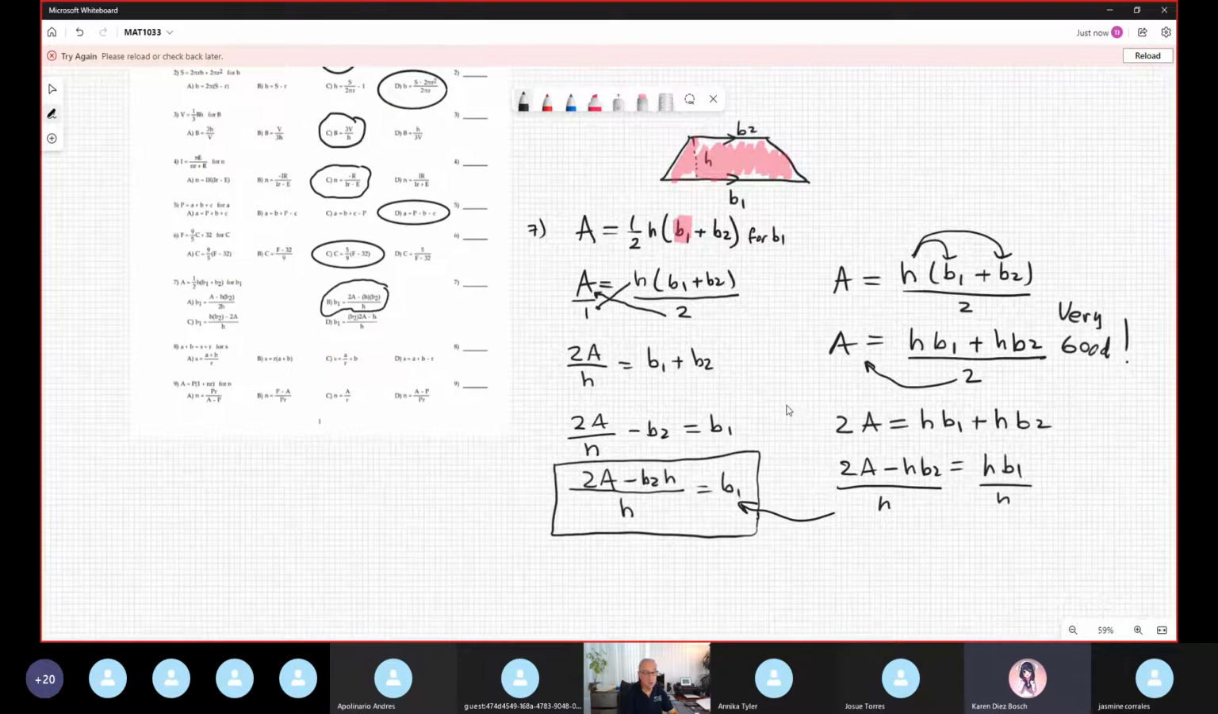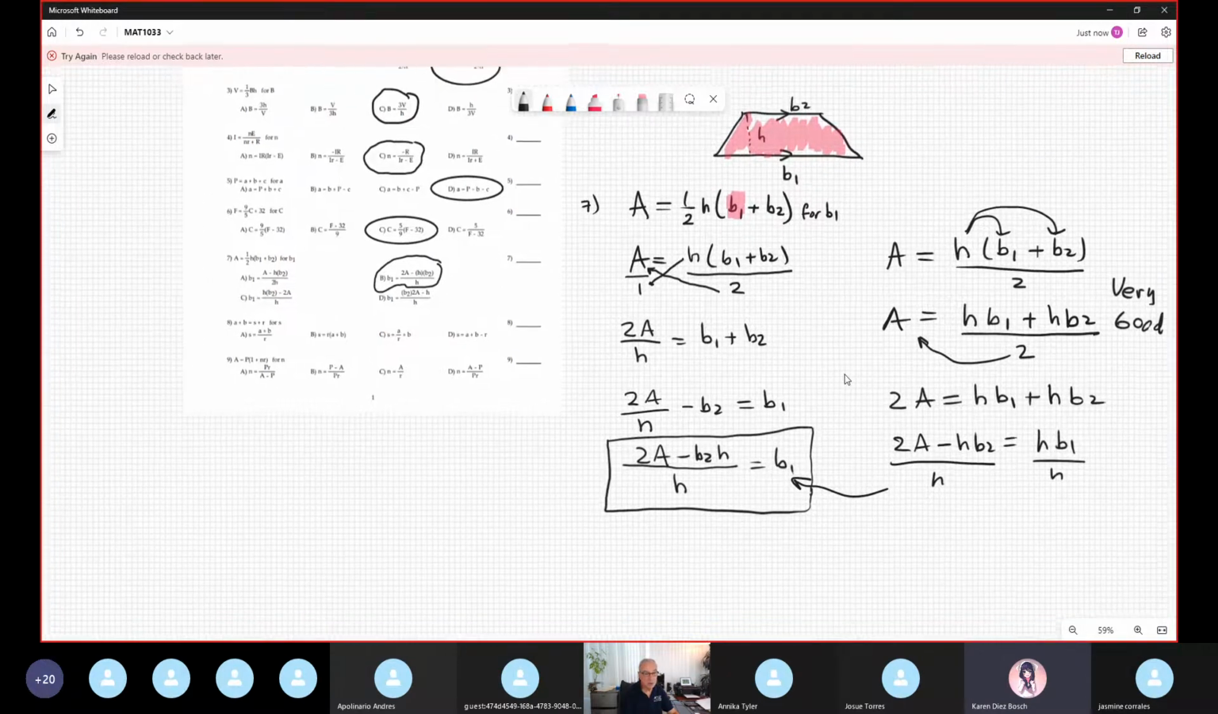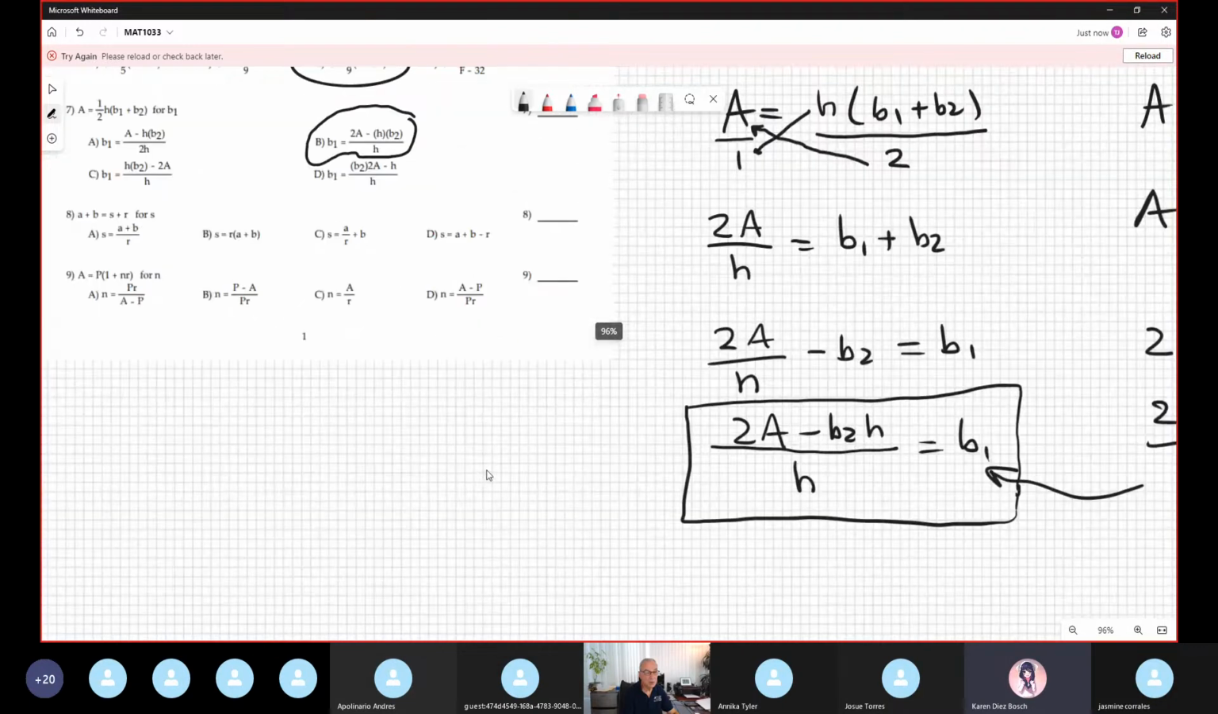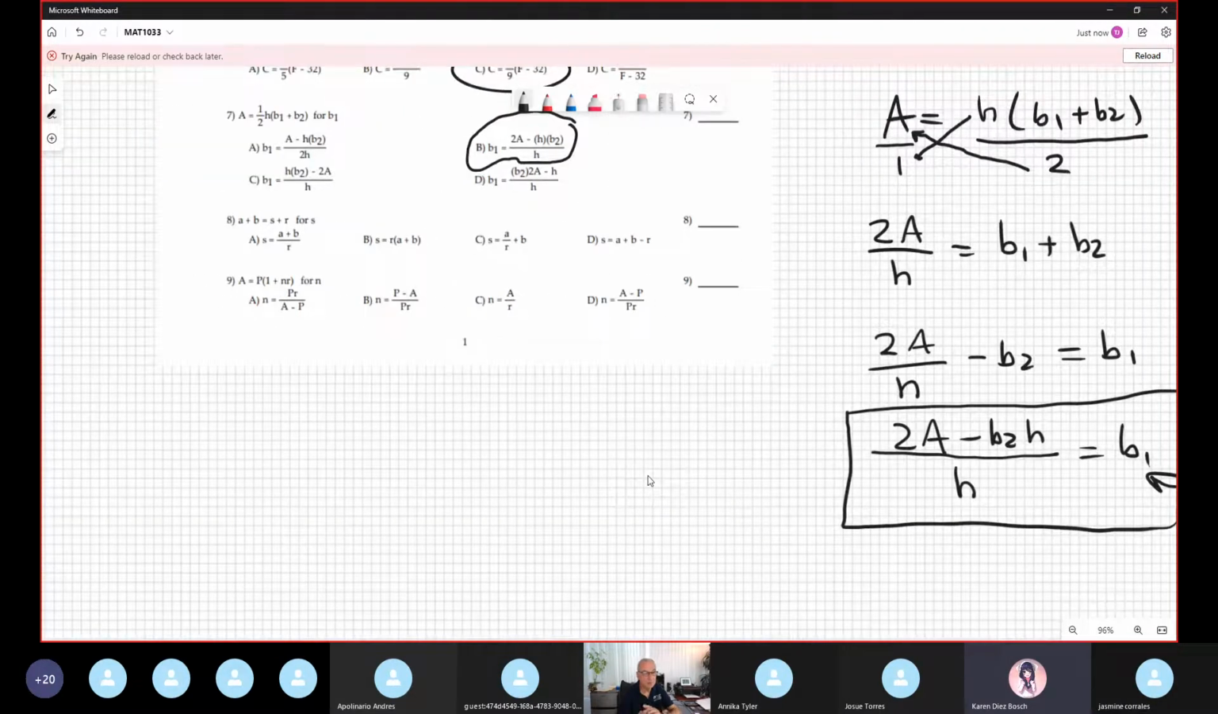Okay. Number 8. Number 8 is super easy. Look at number 8. Number 8 is A plus B is equal S plus R, and I need to solve for S. What should I do, guys?